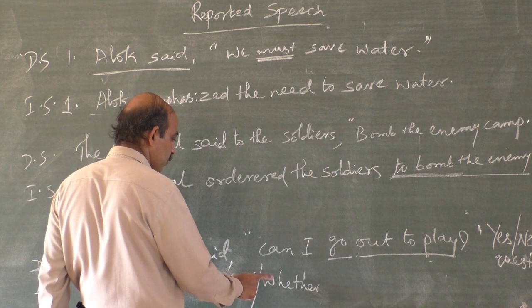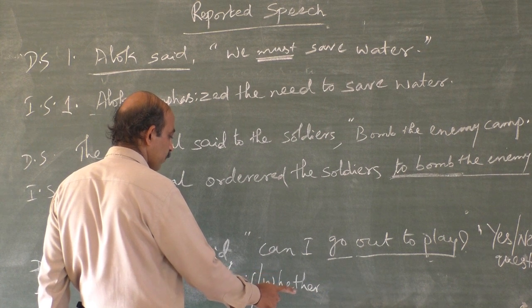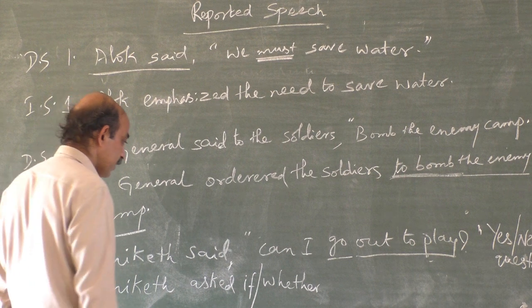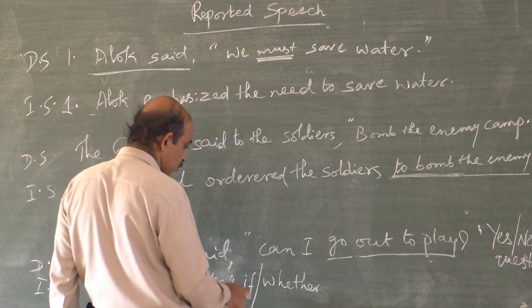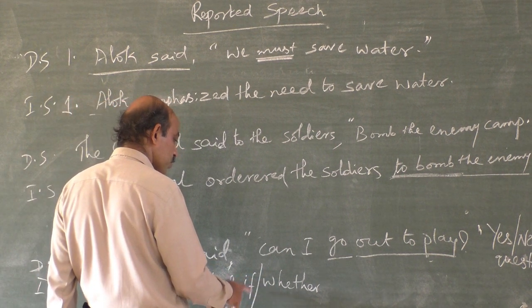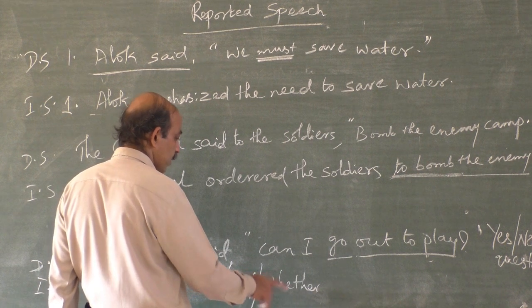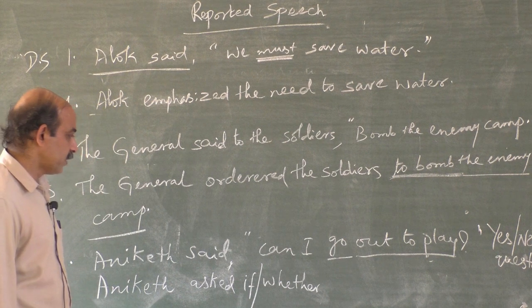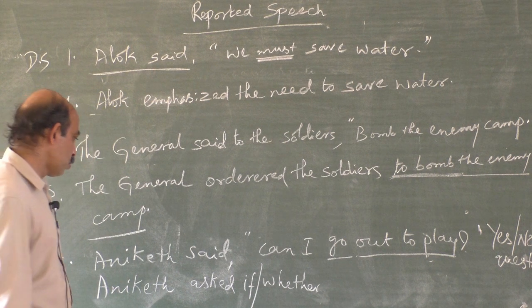W-H-E-T-H-E-R. You cannot write W-E-A-T-H-E-R, that is different, and that is why whenever I teach the students, I stress the fact: use "if", because you may commit a mistake with regard to the other conjunction, that is "whether". If you remember, well and good, no problem.